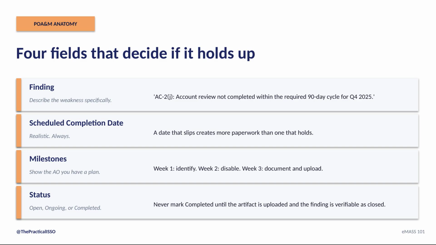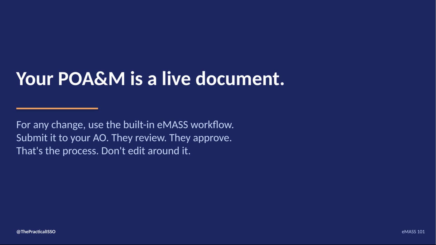Milestones, the steps you're taking to remediate. Week 1. Identify affected accounts. Week 2. Disable non-compliant accounts. Week 3. Document and upload completed review. Milestones show your AO that you have a plan, not just a problem. Status. Open, ongoing, or completed. Never mark something completed until the remediation artifact is uploaded and the finding is verifiable as closed. Your POA&M is a live document. For any changes, use the built-in eMASS workflow to submit them to your ISSO, who reviews it and approves changes.